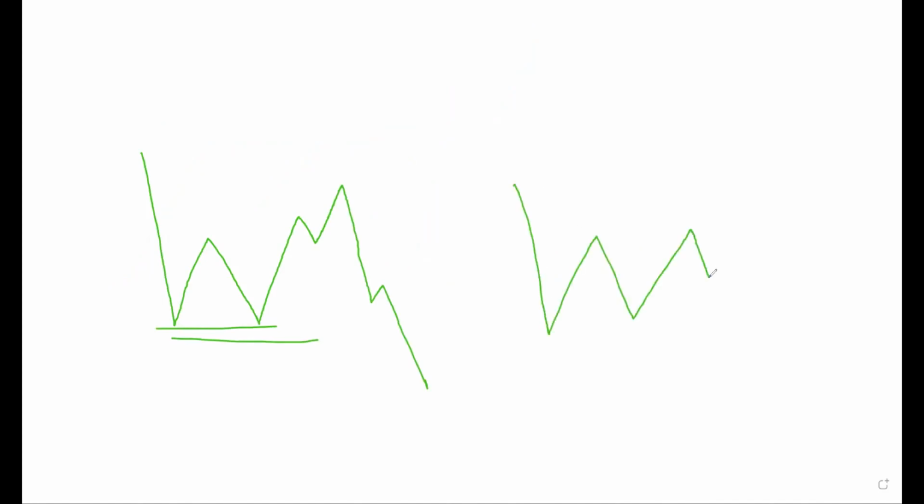Price will create first leg, second leg, show signs of wanting to come up, then it will just fail and break this level. And again, sometimes price will create a first leg, second leg, and you might think it's failed. You just need to watch how price reacts on this zone here. So let's go to the charts and see an example of how some patterns failed today.